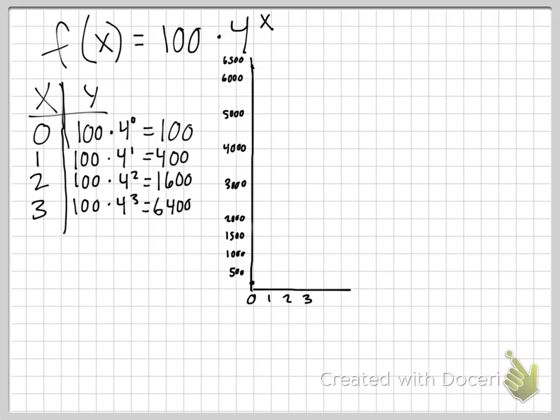Okay, so at 0, I need to be at about 100. That's about there. At 1, I need to be at 400, so about there. At 2, I need to be at 1,600. So that's about there. And at 3, I need to be at about 6,400. So that's about there. And then again, I'm going to connect those. Just like that.